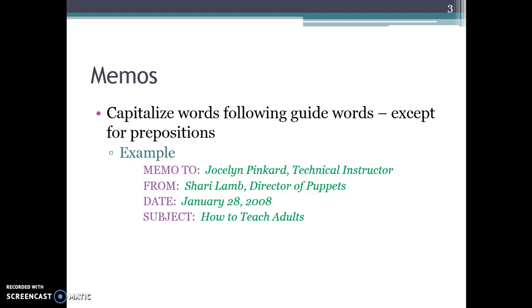You always want to capitalize words following the guide words except for prepositions. So after memo 2, from, date, and subject, you can notice that all the proper nouns are capitalized, as well as titles. The dates are capitalized in their proper places, and also the subject is capitalized except for the preposition to.